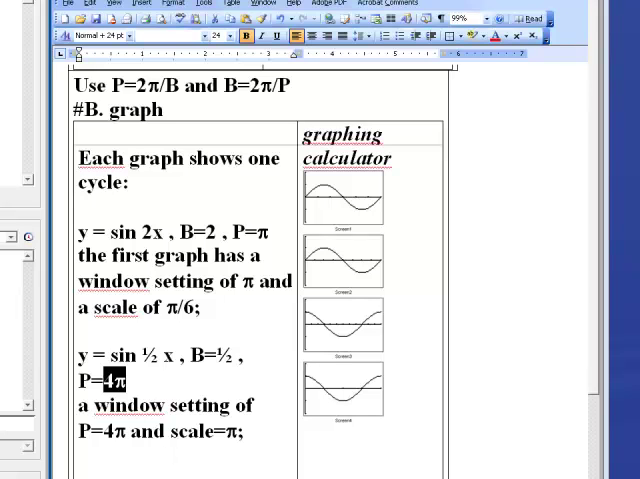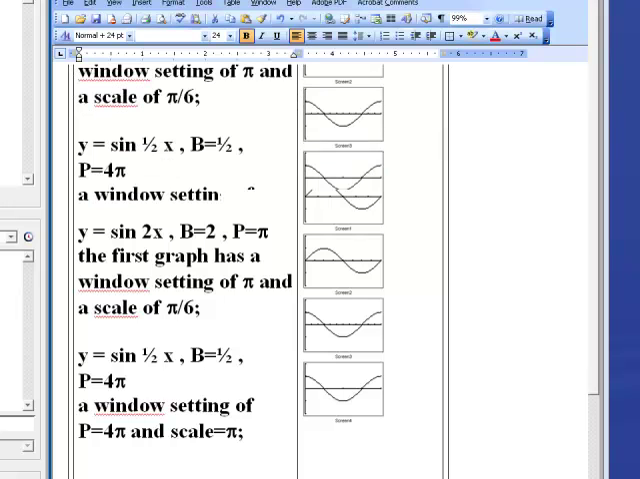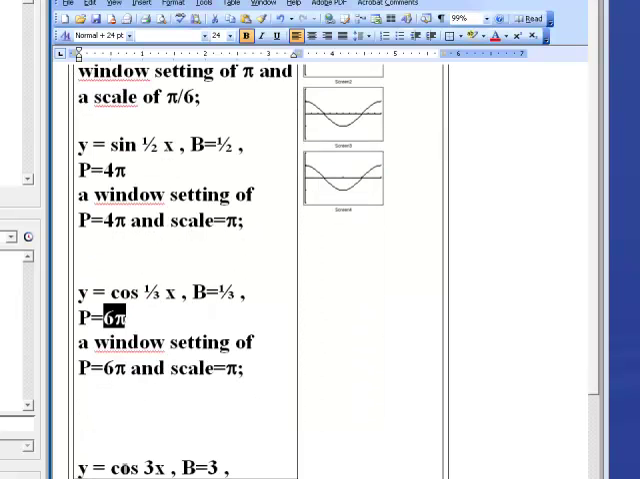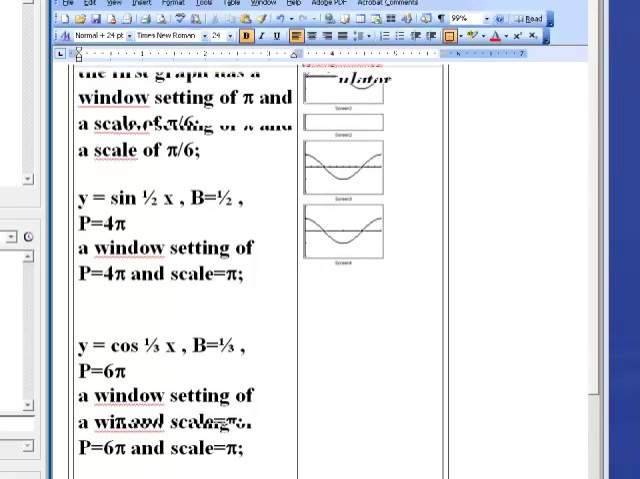Okay, and then the next one is going to be y equals cosine 1/3 x, so the coefficient b is 1/3, and the period is going to be 2 pi divided by 1/3, which is 6 pi. And then there's one more down here, which is y equals cosine 3x, so b equals 3, and the period is 2 pi divided by 3. Doing it on the calculator.